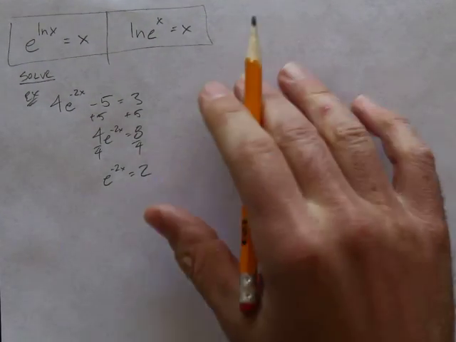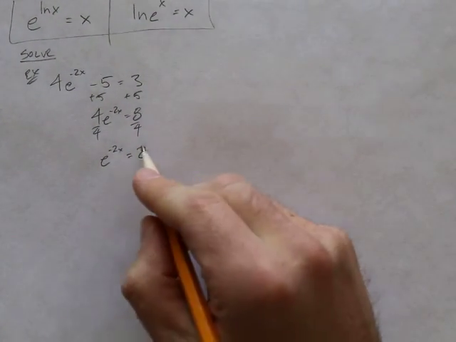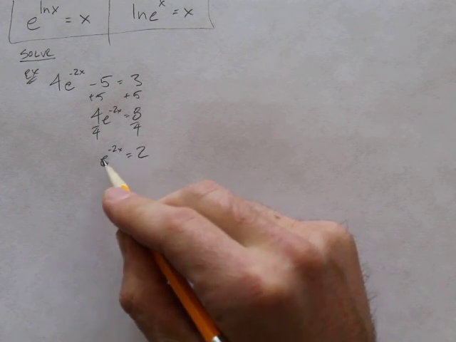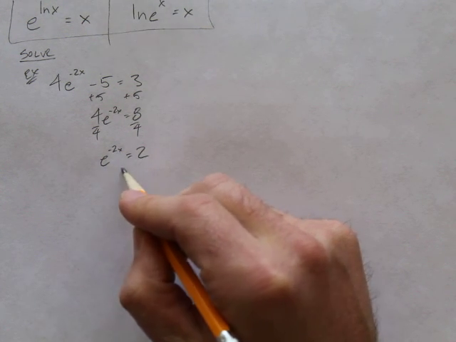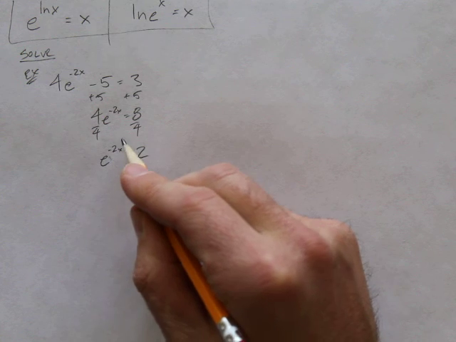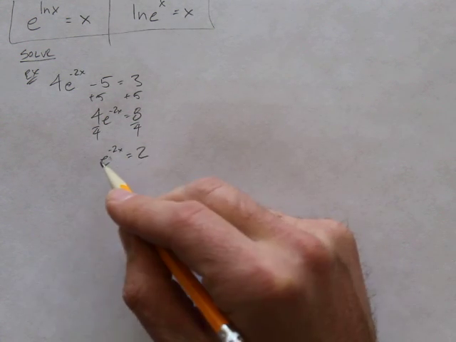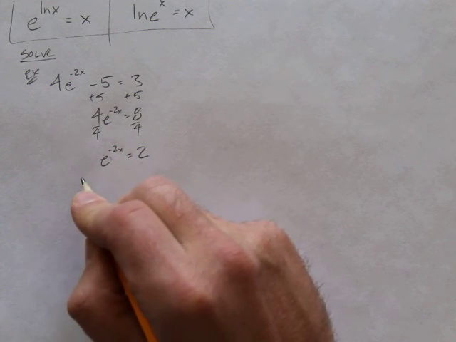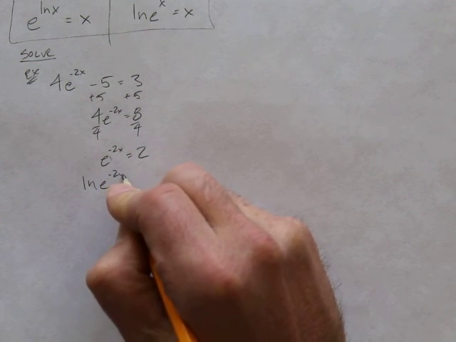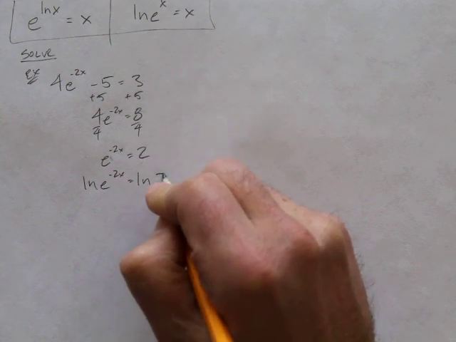Okay. So now I've got a couple of options. I could rewrite this in natural log form, jamming this 2 up in there and having natural log of 2 equal negative 2x. Or I could take the natural log of both sides. What that would look like is natural log of e to the negative 2x power equals natural log of 2.